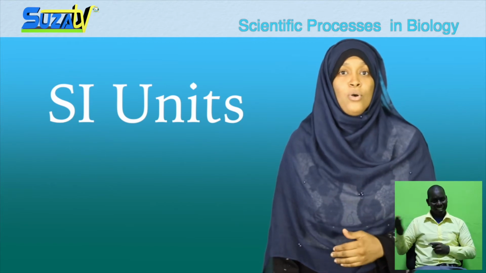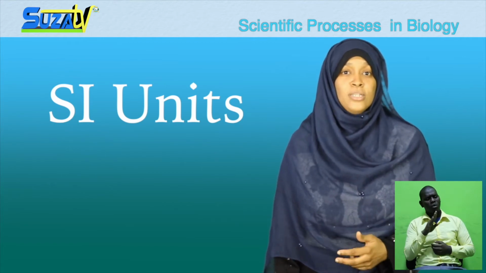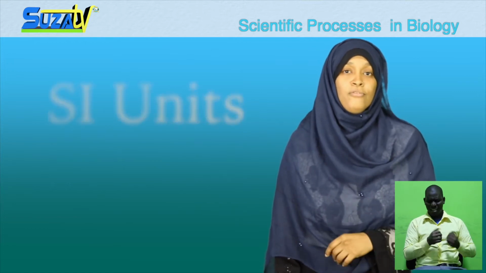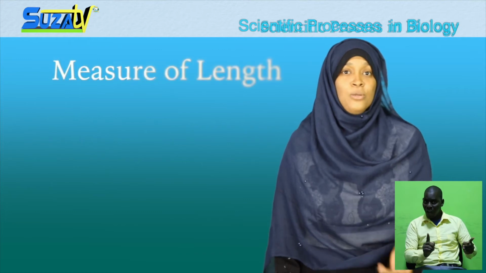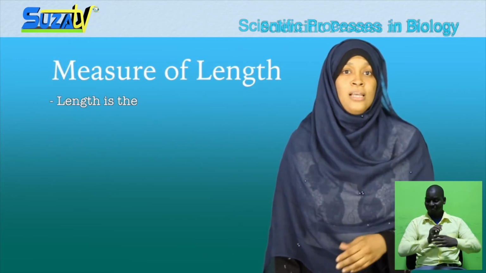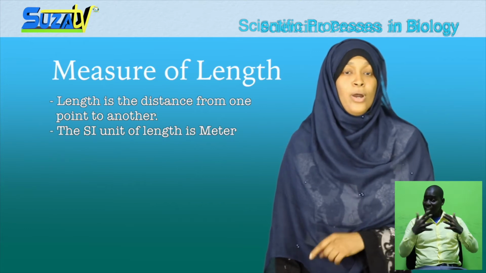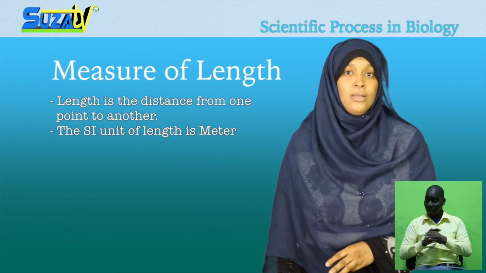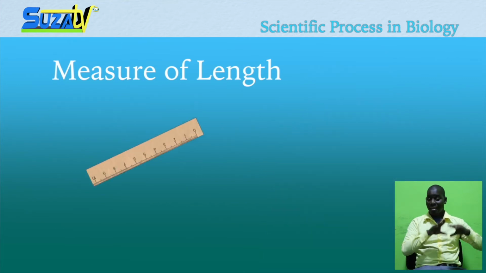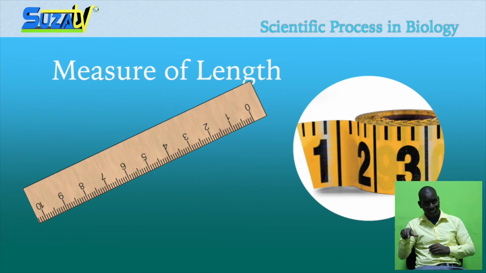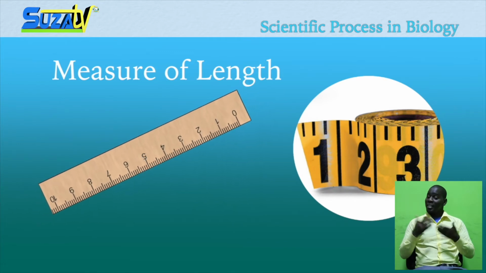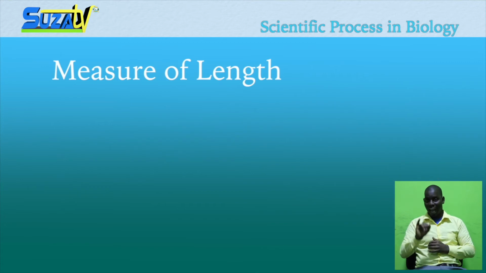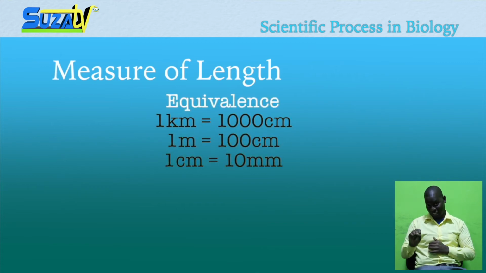Let's see some of the quantities, their instruments, and the SI unit used in scientific process and how to convert them. Starting with measure of length. Length is the distance from one point to another. The SI unit of length is meter. Length can be measured using ruler or tape. Other units for length are millimeters, centimeters, and kilometers. The equivalence is as shown on your screen.